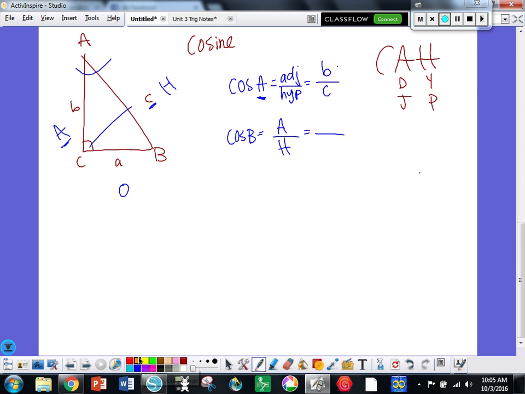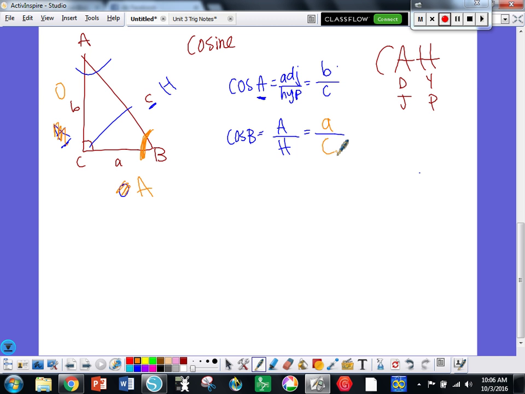What happens then if I switch the angle? I realize we're going fast and I realize this is hard. Trust me, you'll have time to learn it. What happens when I switch the angle? This is no longer adjacent, it's now what? Opposite. This is no longer opposite, it is now adjacent. So what's my fraction now? The adjacent is A, hypotenuse is still C, A over C.